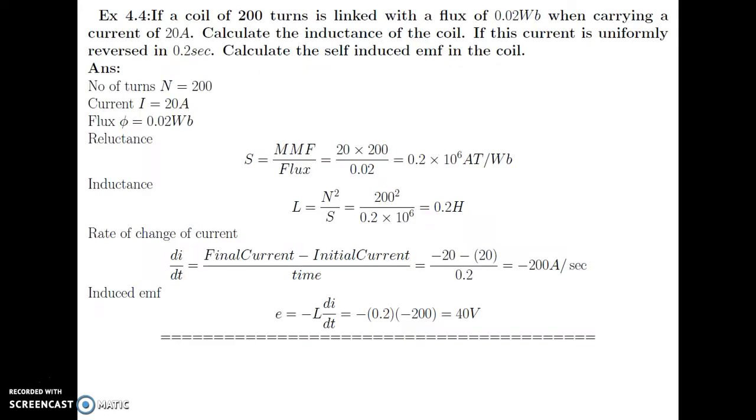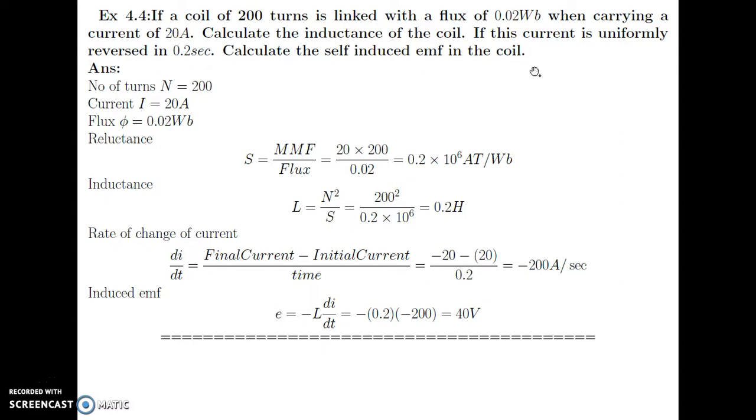So let us understand the next example. If a coil of 200 turns is linked with a flux of 0.02 Weber when carrying a current of 20 ampere, calculate the inductance of the coil. If the current is uniformly reversed in 0.2 second, calculate the self-induced EMF in the coil.